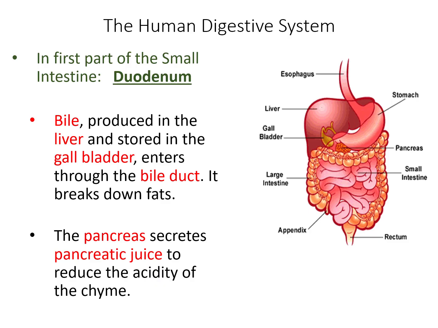In the duodenum, bile produced in the liver and stored in the gallbladder uses the bile duct to enter the small intestine. Also, bile aids in the digestion of lipids. And then the pancreatic juice from the pancreas, which is a combination of several enzymes, reduces the acidity of the chyme.